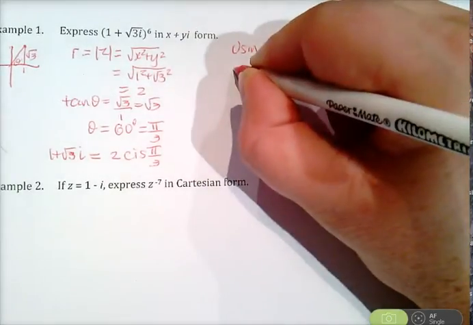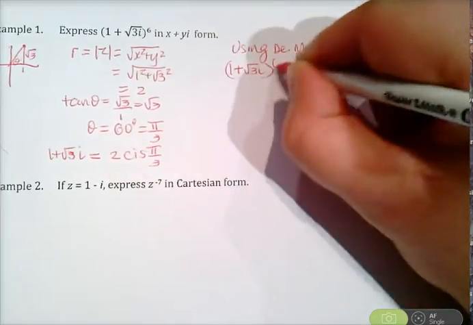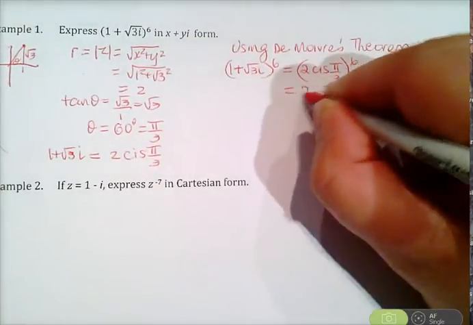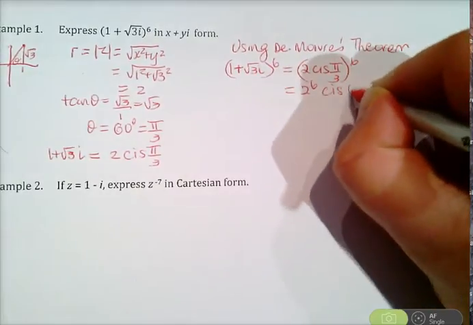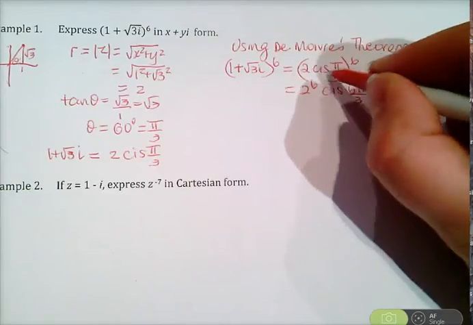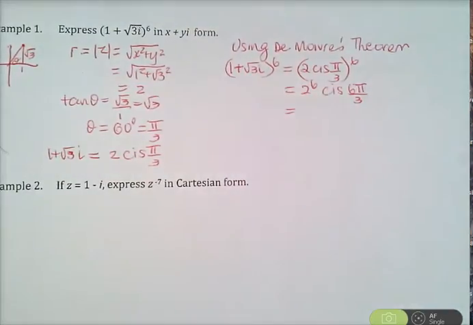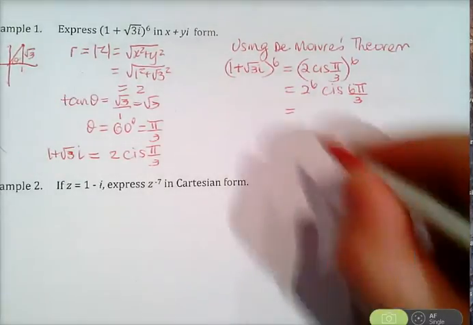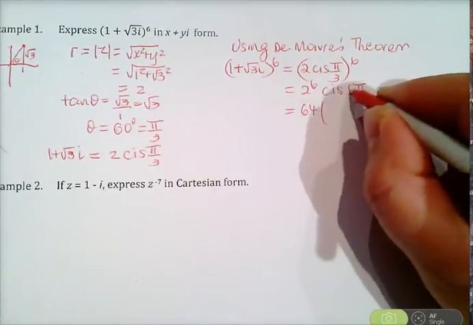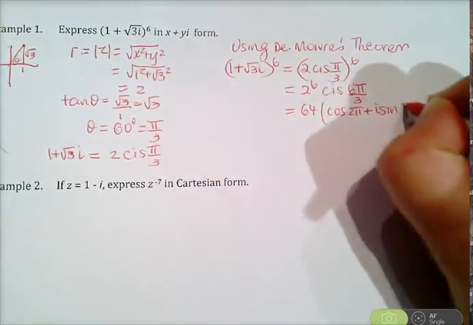we've got 1 plus root 3i to the power of 6 is the same as 2 cis pi on 3 to the power of 6, which is 2 to the power of 6 cis 6 pi on 3, because it's 2 to the power of 6 and then cis of 6 times your angle there. Now, 2 to the power of 6 is 64. Now we need to expand our cis 6 pi on 3. 6 pi on 3 is 2 pi. So it's cos of 2 pi plus I sine 2 pi.